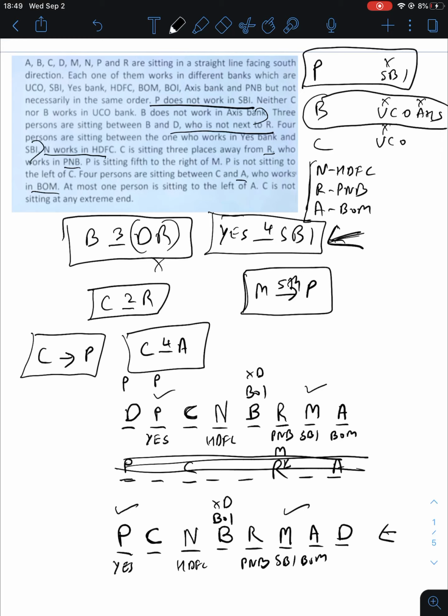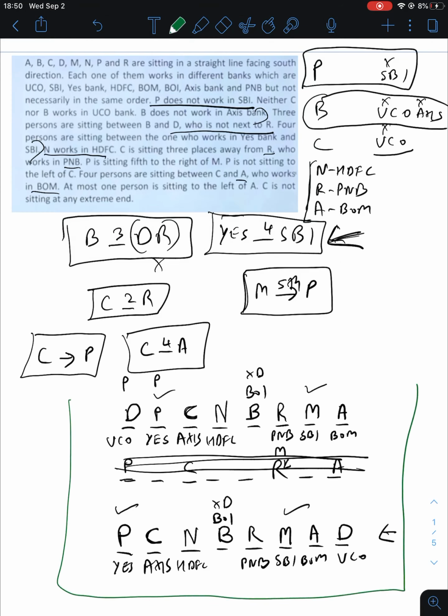Now 2 banks are remaining and 2 people are remaining, C and D. We know that C cannot work for UCO, therefore D has to work for UCO. And C will work for the last remaining bank, which is Axis. Now if you pause and see the video, you will find that both these scenarios satisfy all the conditions given in the question, and therefore both these scenarios are correct.